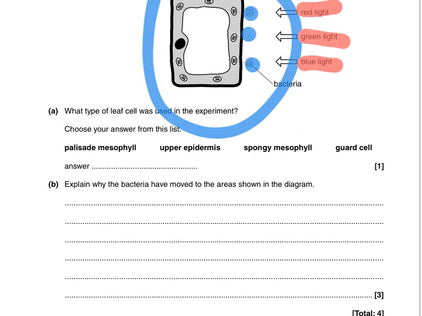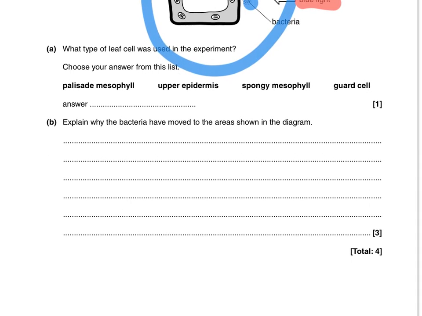So what type of leaf cell was used in the experiment? A nice, easy, multiple choice question. We should not be getting these wrong. And of course, it is a palisade mesophyll. There it is, okay?